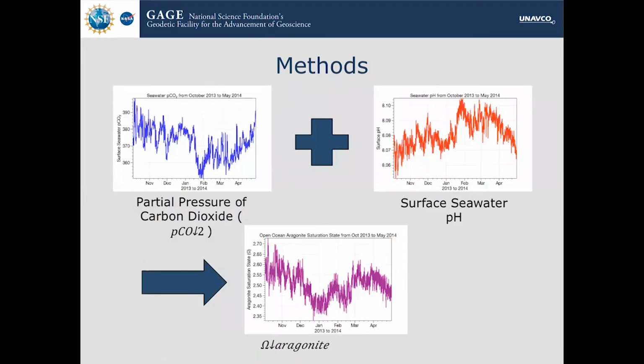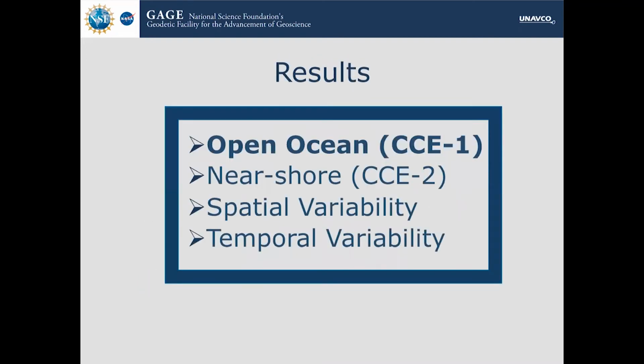So specifically for this study, we used pCO2 and surface seawater pH, and also salinity and surface seawater temperatures. And we inputted this into the computer programming language Python, and using the package CO2SYS, the carbonate system solver, to calculate the aragonite saturation state at the surface over time. So based off of our calculations for the aragonite saturation state, we were able to create a time series for both buoys, and we compared the two.